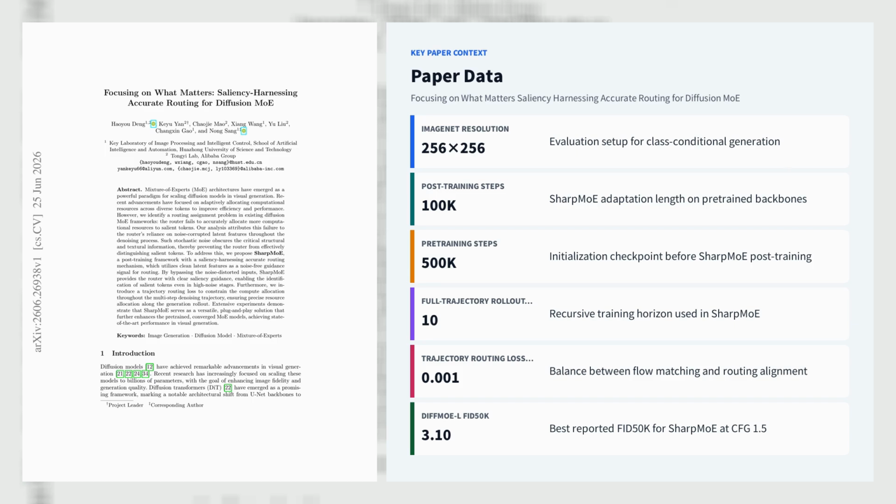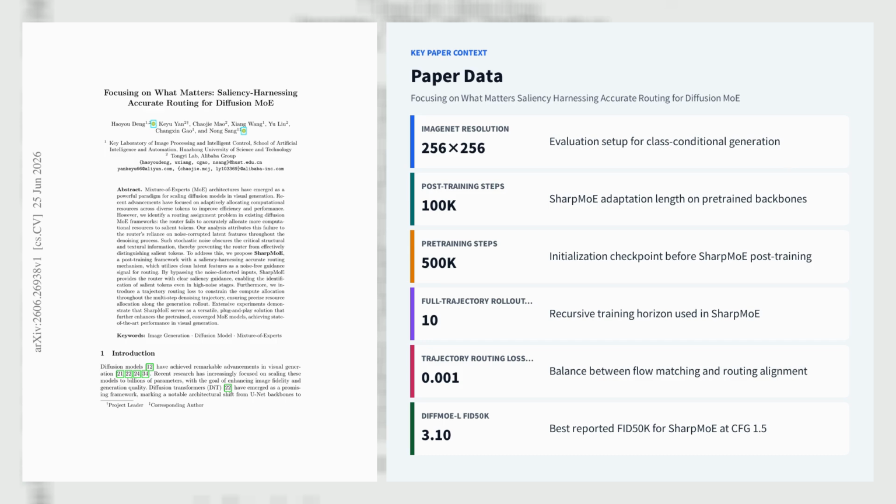SharpMoE is implemented as a post-training, plug-and-play enhancement on pre-trained diffusion transformer backbones, including DiT, EDiT, and DiffMoE, and is trained with a recursive full trajectory scheme over T equals 10 rollout steps. To explicitly align compute with visual importance, the authors add a trajectory routing loss that matches cumulative expert assignment to a Laplacian-based saliency map using KL divergence, with lambda routing equals 0.001.